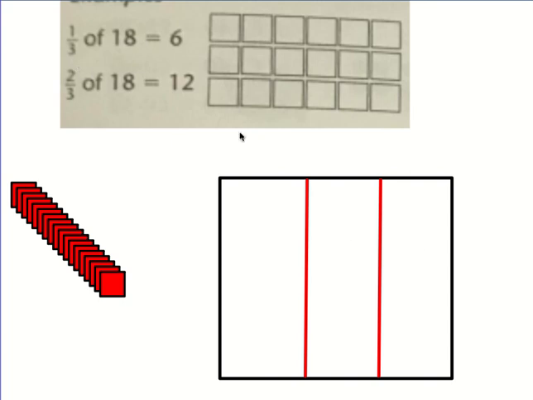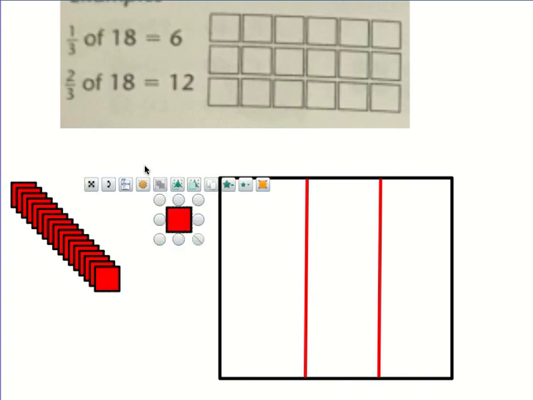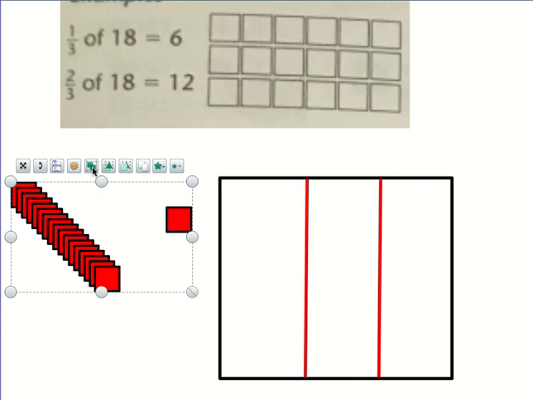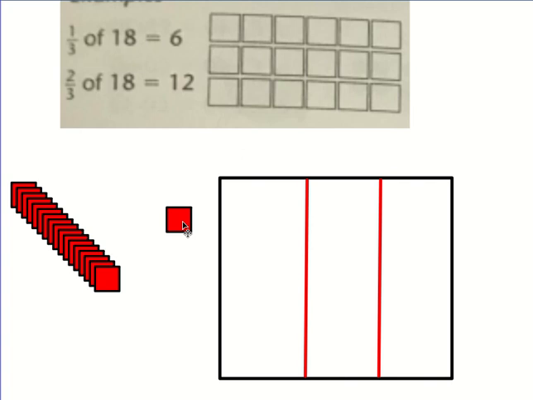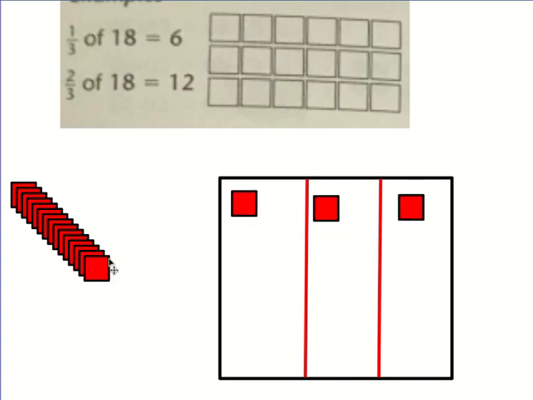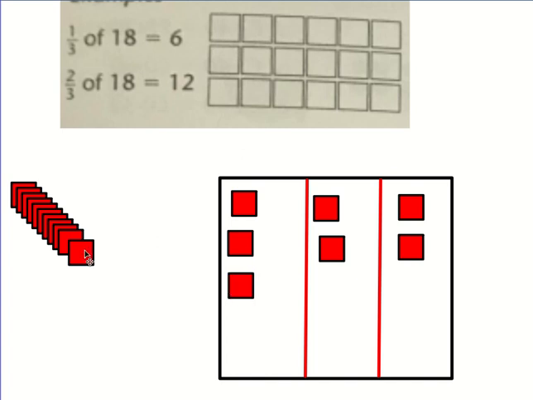So, first thing I've done is I've made a box with 3 parts because my denominator is 3. Then I'm going to split them equally. I've got 18 squares here. Let's make sure they all come to the front first. Bring forward. There we are. So we've got 1, 2, 3, 1, 2, 3. Making sure they're all split equally.